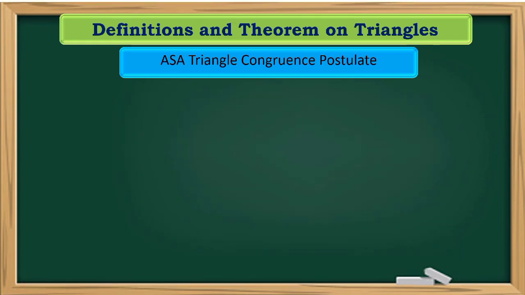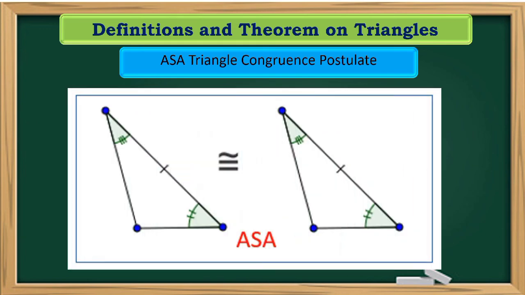And we have here the ASA triangle congruence postulate, or the angle side angle postulate. If two angles and the included side of a triangle are congruent to two angles and the included side of another triangle, then the two triangles are congruent.